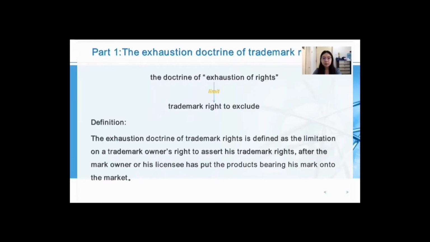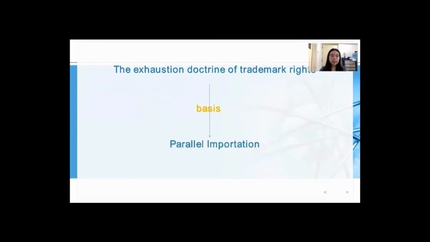The exhaustion doctrine of trademark rights is defined as the limitation on a trademark owner's right to assert his trademark rights after the trademark owner or his licensee have put the marked products onto the market. In other words, a trademark owner is stopped from controlling the further flow of the trademark goods that he has released into the marketplace.